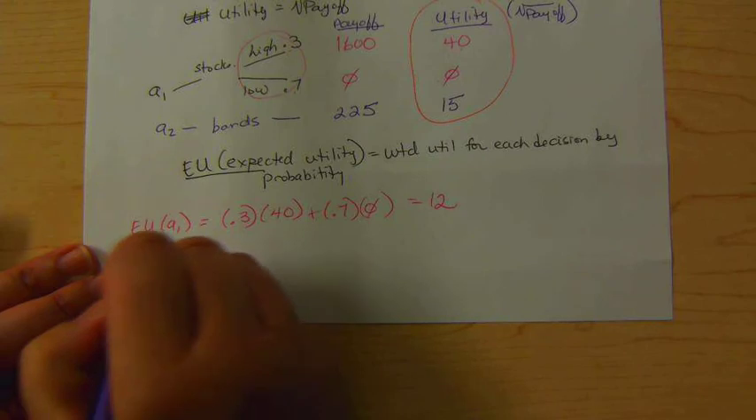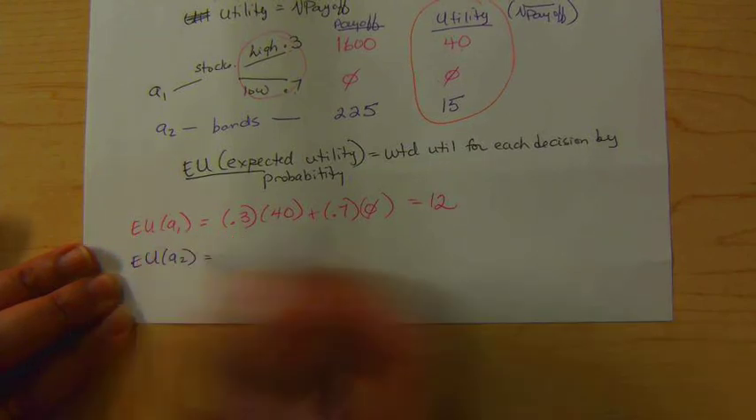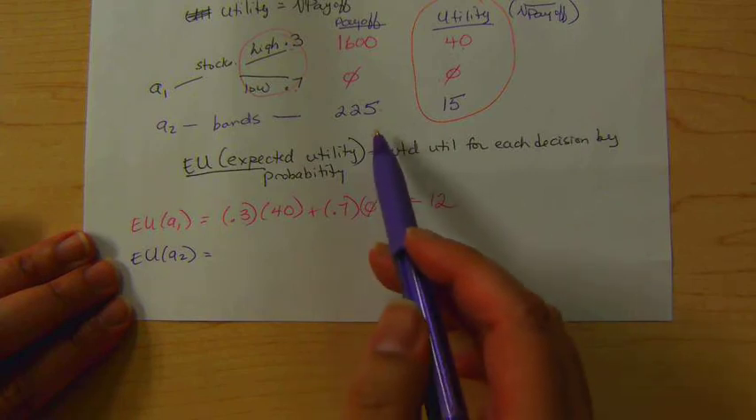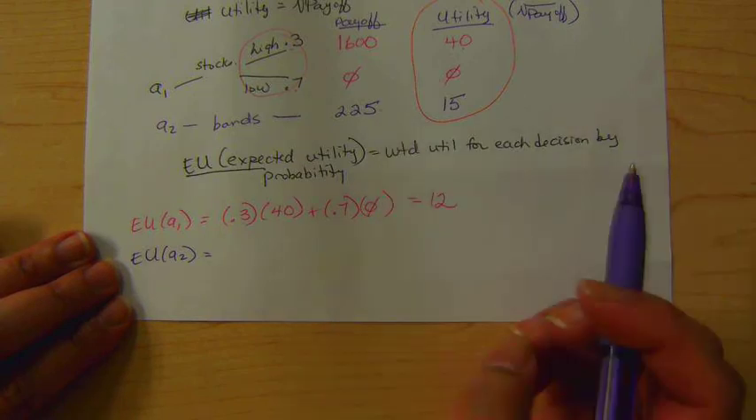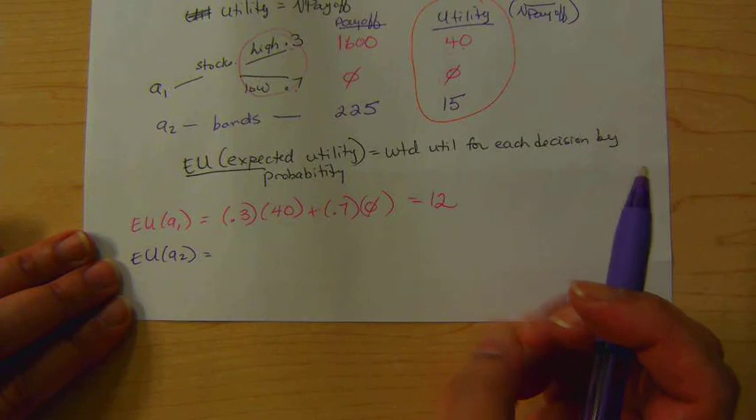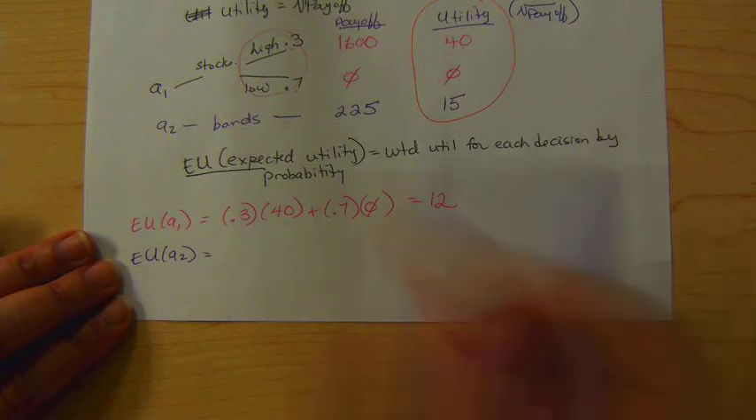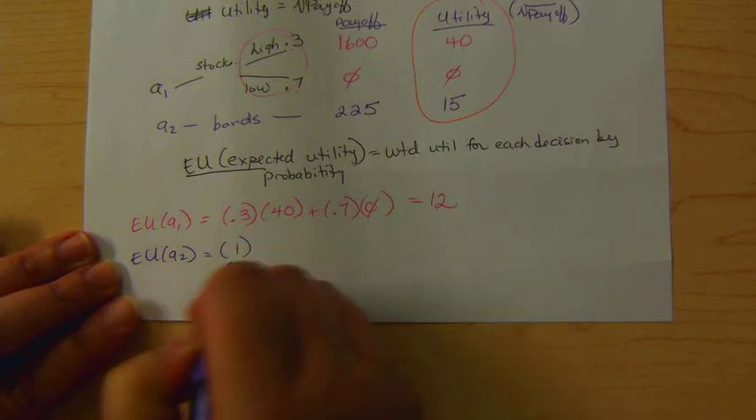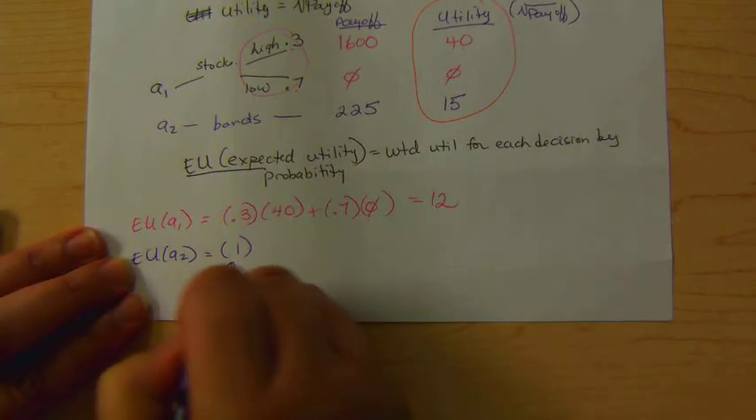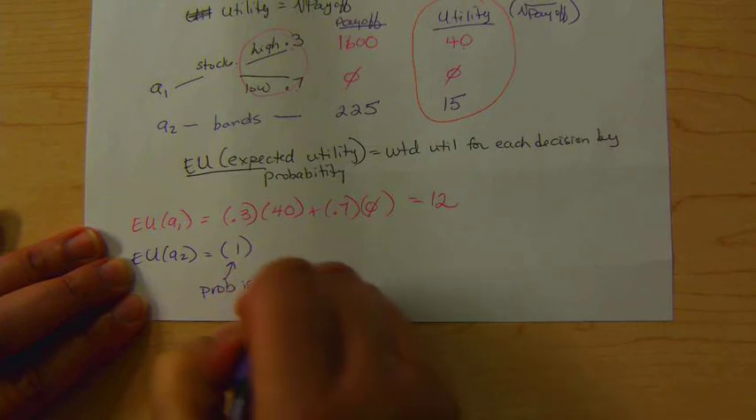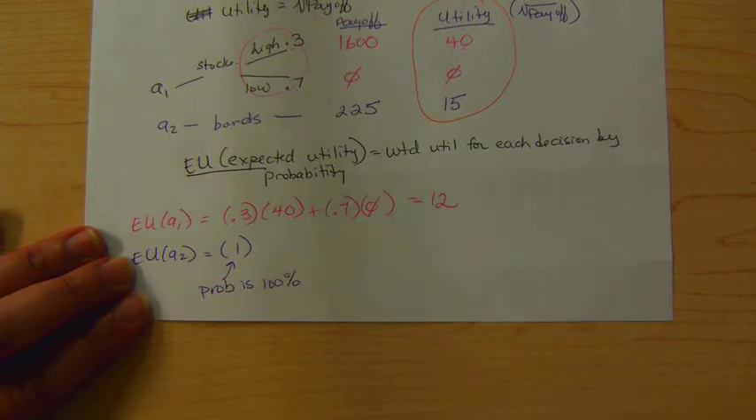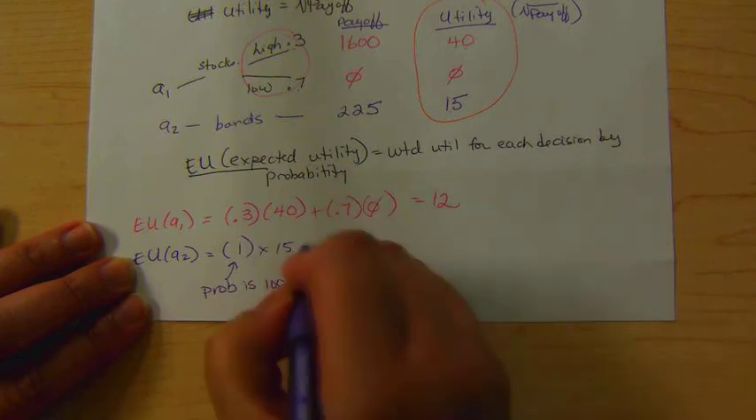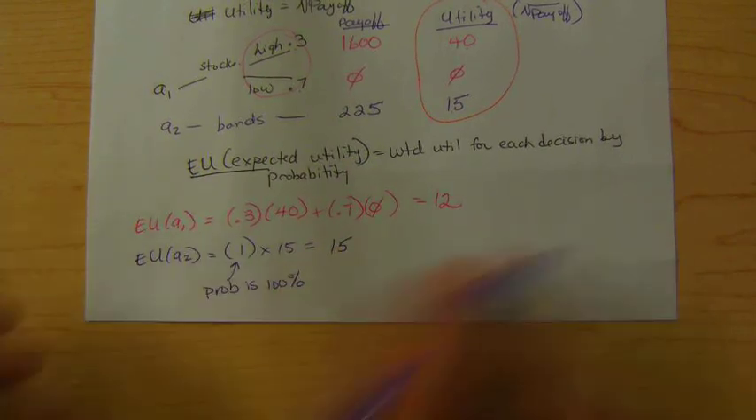Now, the expected utility for A2, well, what's our probability? No, you're going to get that no matter what. So the probability is 1 and times the utility is 15.